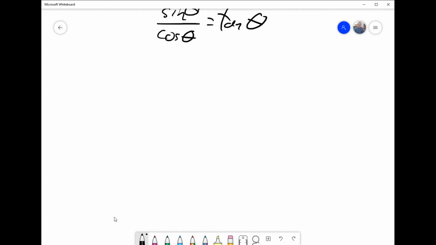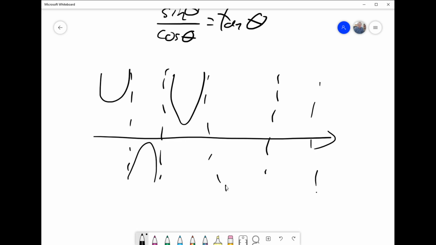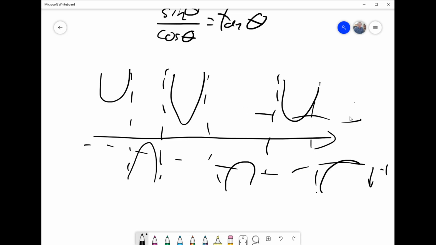Now the secant and cosecant are a little more troublesome. If you have your axis here, they're also going to have asymptotes, just like tan does, because these guys have a range where they are less than -1 or more than +1. So it's the reciprocal of all values between sine and cosine.